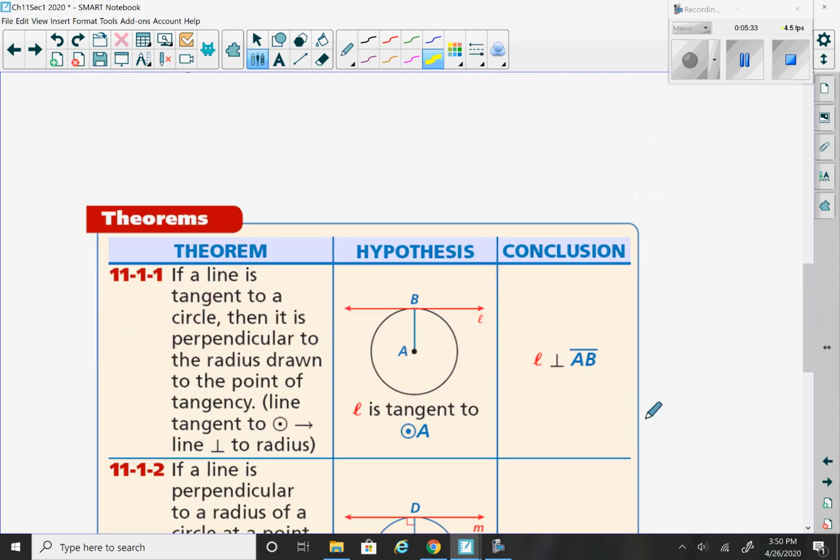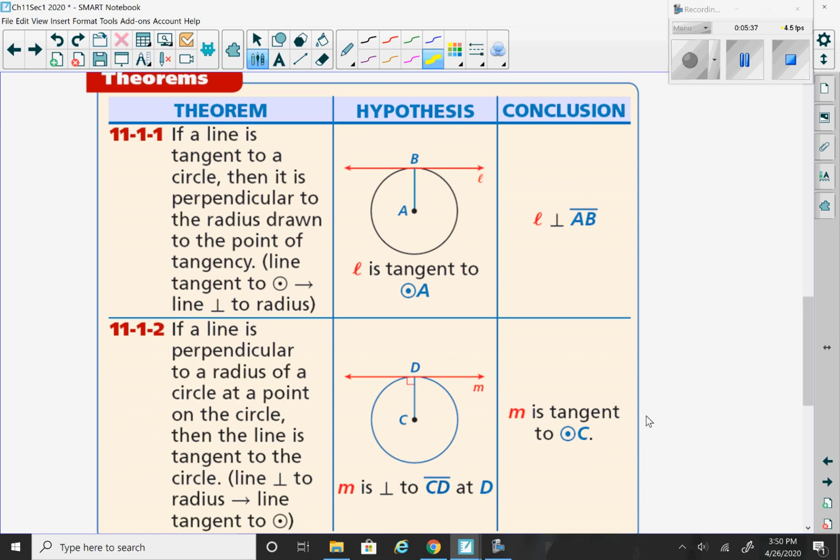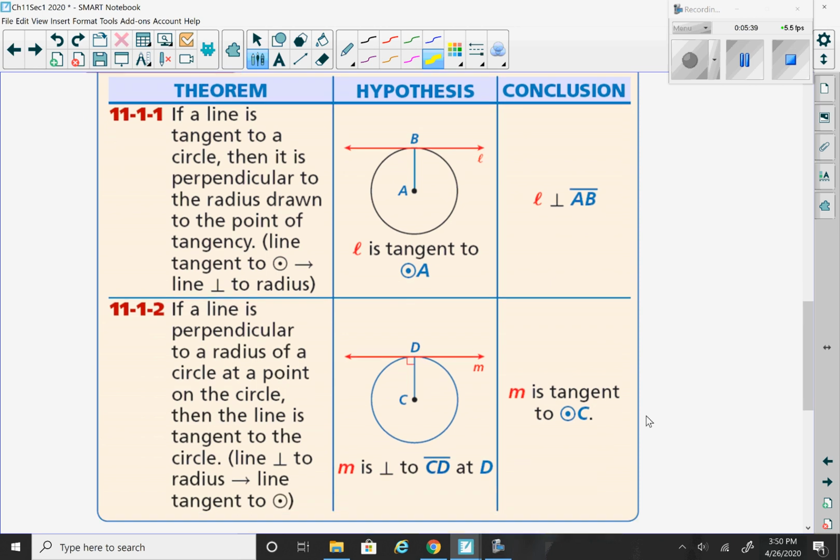Next, we have a couple theorems. Here's our first theorem. If you don't want to write down all the words, I know these are kind of wordy, then maybe you can write down the abbreviation down here, which is what you would use if you were using this in a proof. If a line is tangent to a circle, then it's perpendicular to the radius drawn to the point of tangency.